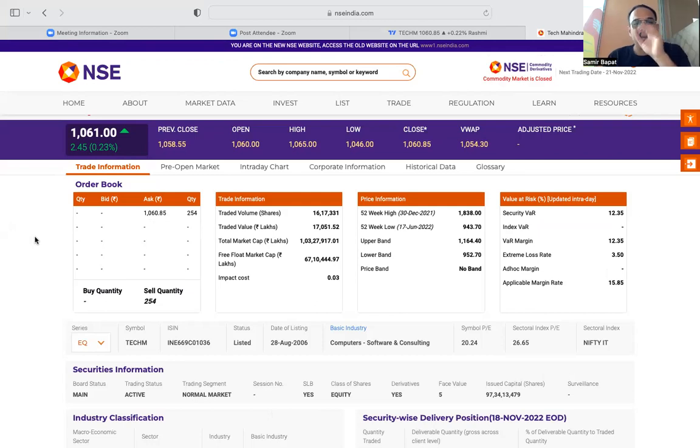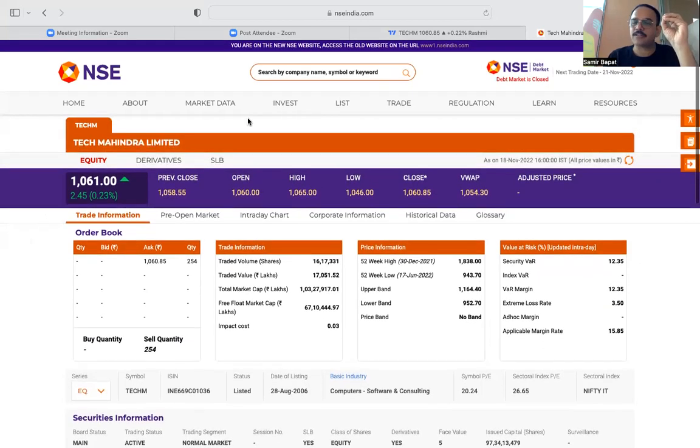Now as I told you, in the stock market the market opens at 9:15. So, you can see on the screen, I have opened this Tech Mahindra, this is the NSE website, everyone can access it in India. In India, a lot of data is available. So this is Tech Mahindra.